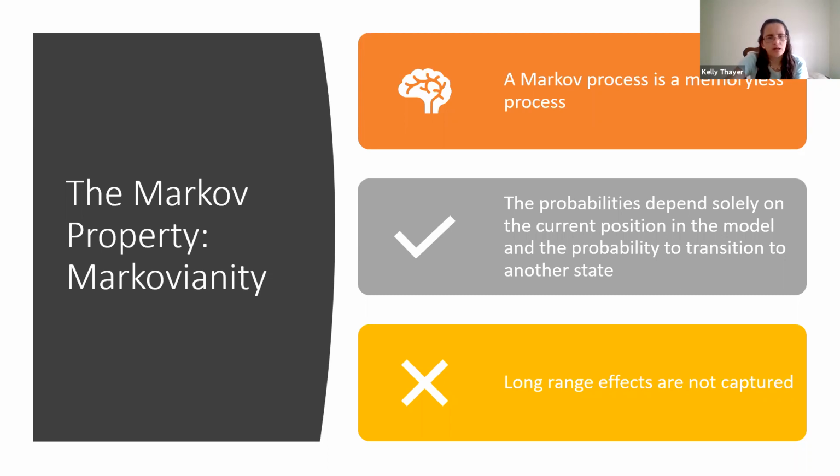The Markov property, coming back to that, is this idea that we don't necessarily have to have information about what happened in the past in order to figure out what will happen next. So when we step between one state and another, the only information used is the current position that we're in and the probabilities associated with that. The probabilities solely depend on the current position and the probability to transition to another state. Because of this, long-range effects are not going to be captured by Markov models.